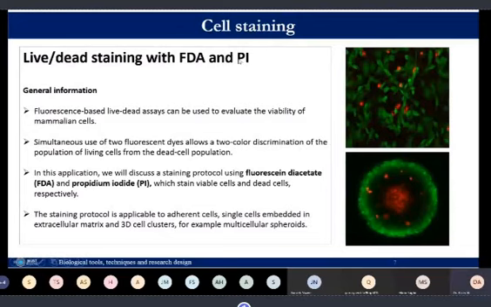And the PI is propidium iodide. This gives red color to the dead cells. This PI stains the nuclei of dead cells. So FDA and PI can be applied to check the live and dead cells in your sample.